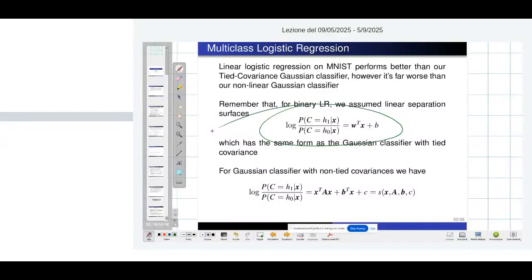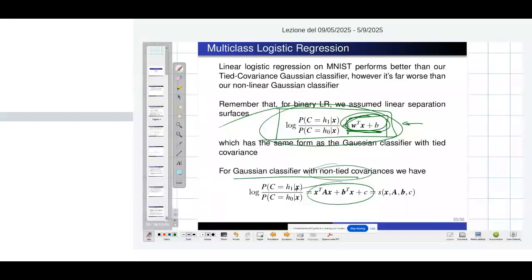Well, let's start again, and let's do it for the binary case only. We start from how we derived the logistic regression model. For the logistic regression model, we assume linear separation rules of this kind. We said this is the model assumption, but nothing forces us to choose a linear expression here. For example, we know that if we have a generic Gaussian model, separation rules have a quadratic form. So the idea is, since we know that we can have a quadratic separation rule, why don't we assume quadratic separation rules instead of linear?